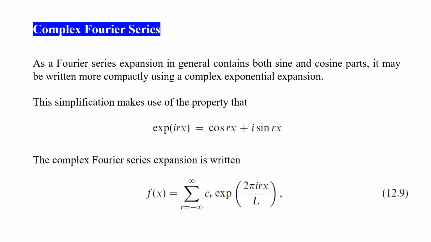This simplification makes use of the property that the exponential of i r x is equal to cosine r x plus i sine r x. The complex Fourier series expansion is then written as your f of x is equal to the sum of your c_r exponential of 2 pi i r x over L from r equals negative infinity to positive infinity. So this one here is your Fourier series in terms of your complex exponential expansion.